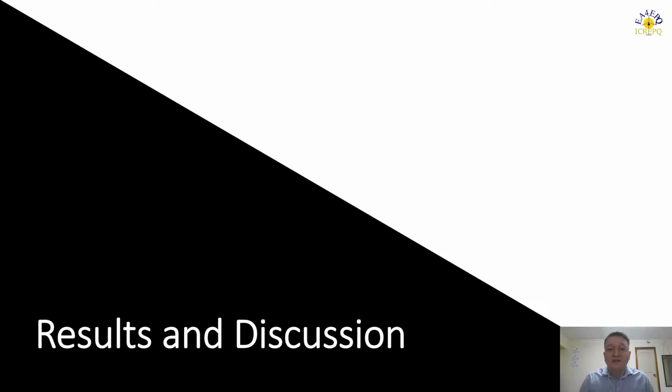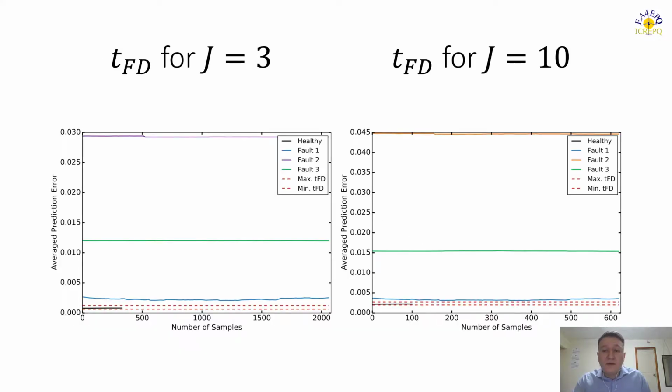Now we see the results and discussion, finally. In this figure we present the results, and as we can see, we have two dashed lines which define the healthy zone. For example, we observe that black samples are detected as healthy, and that's correct. On the other hand, there are three well-differentiated curves which are located outside the healthy zone. So these have been detected as faulty, and that's correct also. Eventually, we conclude that all samples in the two scenarios, J equal to 3 and J equal to 10, were correctly detected as faulty or healthy.